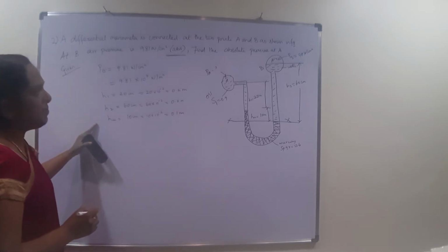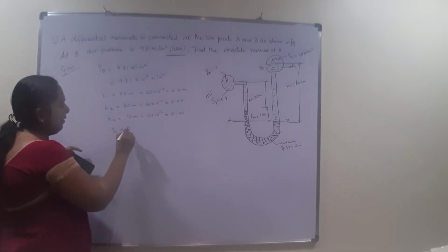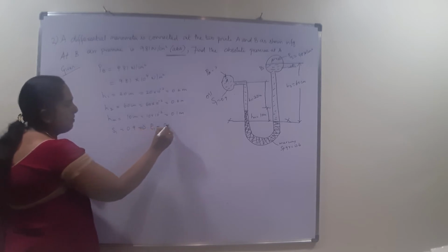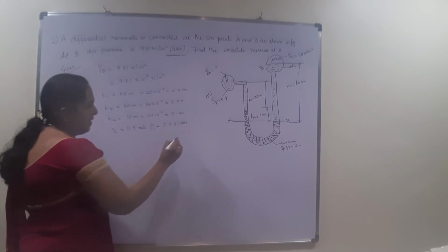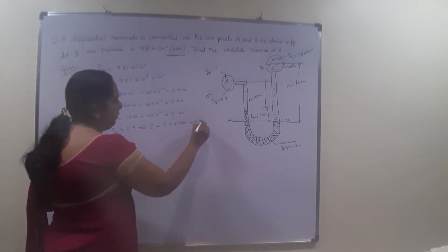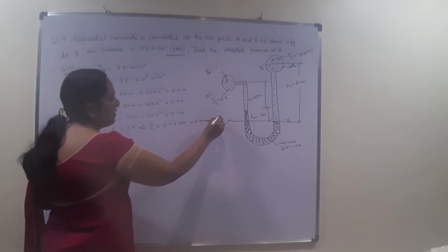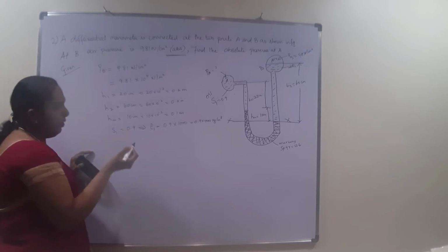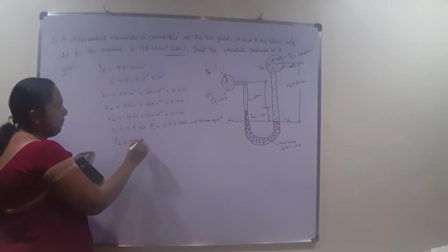Now the specific gravity of the liquid is given. The specific gravity of oil is 0.9, so automatically we know the density: density is the specific gravity of the oil into 1000, where 1000 is the density of the standard fluid. So it is 0.9 into 1000 kg per meter cube. On the right-hand side we need not do this, because it is given as water, and for water we know the density directly, 1000 kg per meter cube.